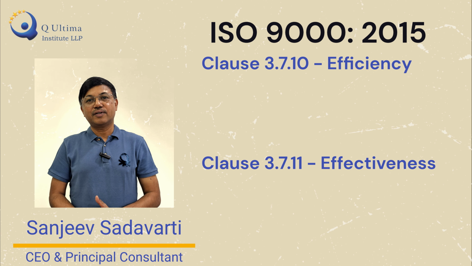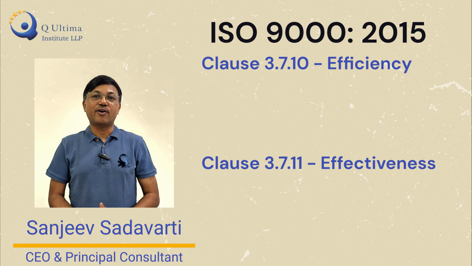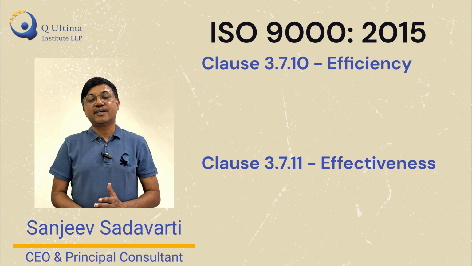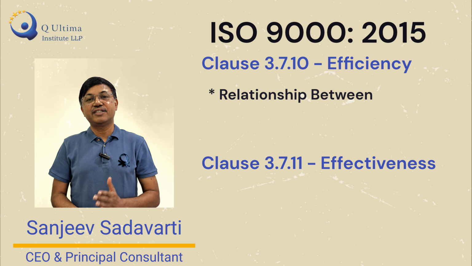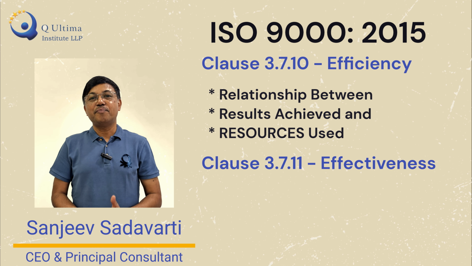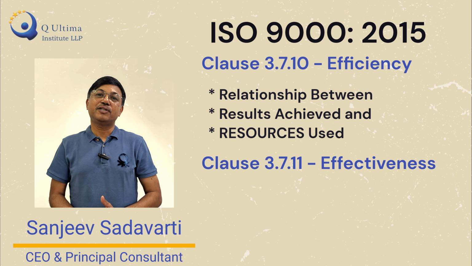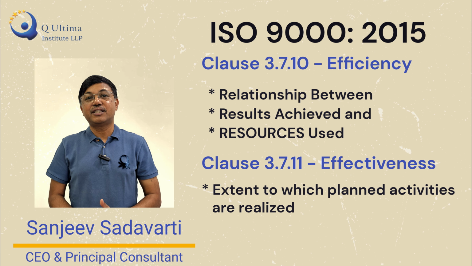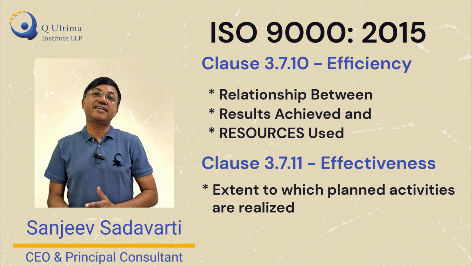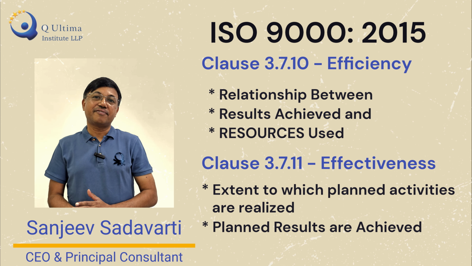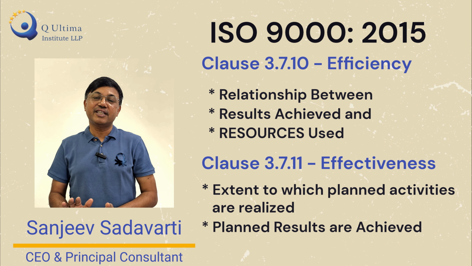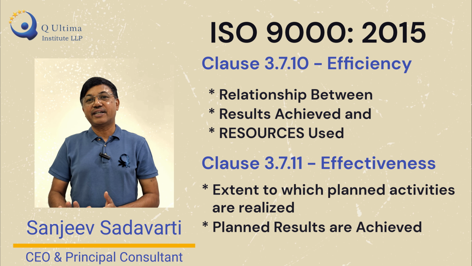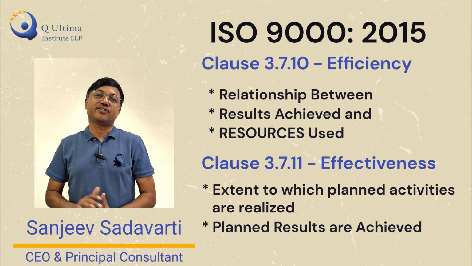These two terms are also confusing and often used interchangeably, which is not correct. So we should understand these terms very clearly. Efficiency is the relationship between the results achieved and the resources used. So for example, fuel efficiency is how many kilometers we ran and how much fuel we used. Whereas effectiveness is the extent to which the planned activities are realized and the planned results are achieved. So we are not talking about resources in effectiveness. Effectiveness is, that means I wanted to do certain things, whether I have done them or not, and by doing the activities, whether I have achieved the results or not.